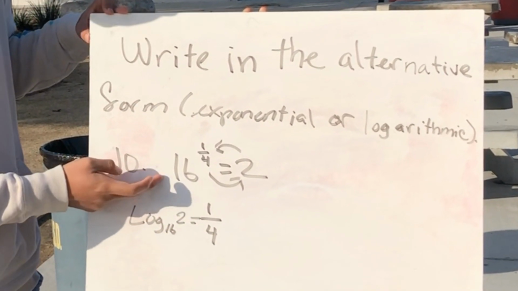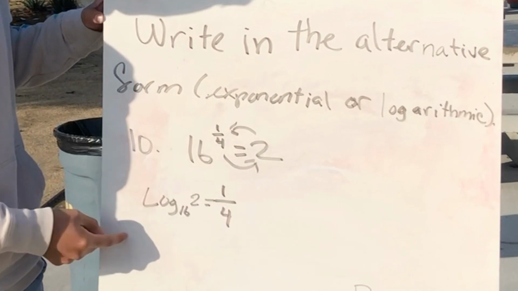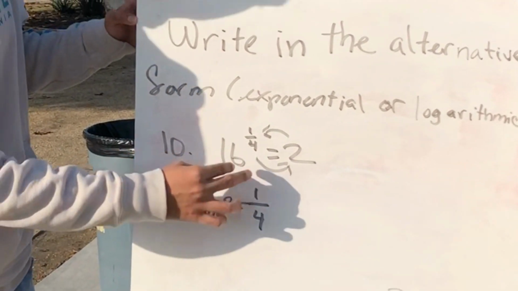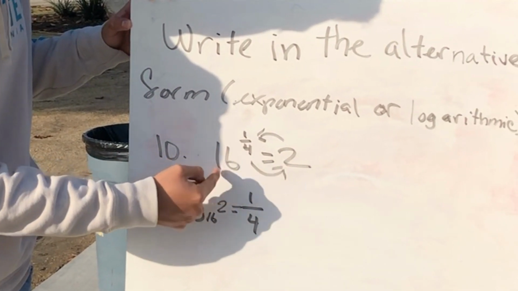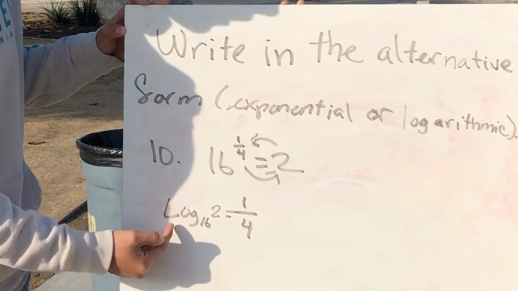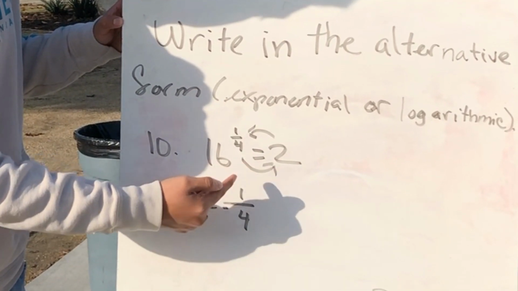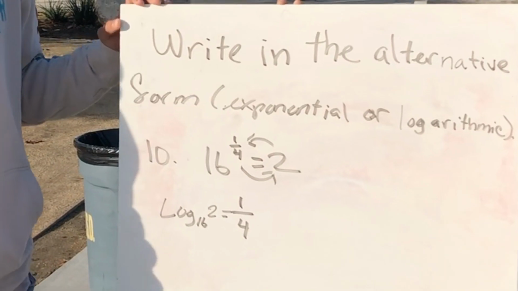Well, I got question number 10, which I have to write in the alternative form. It's in exponential form right now, so I have to change it to log form. And first what I did was switch these two, and then brought down 16 as the base, and write log base 16 of 2 equals 1/4.